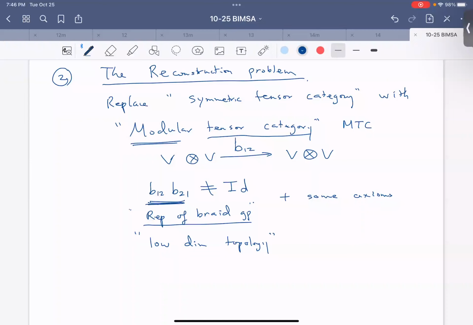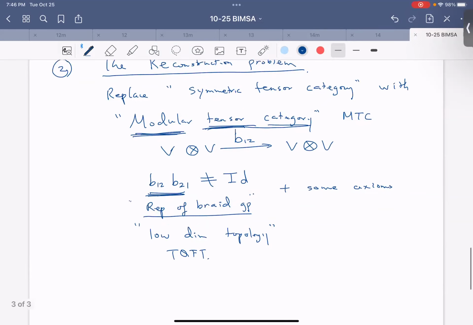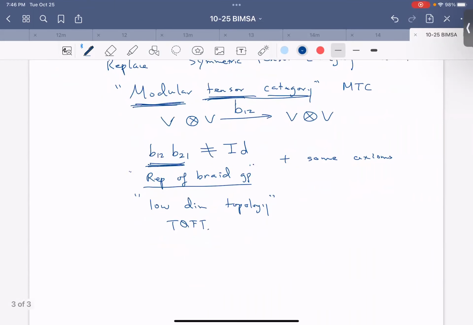Anyway, so now our object, our category, is going to be, in some sense, a richer category because of its connections with the braid group, low dimensional topology, TQFT, and so forth. Okay, so this is a very, very interesting category, and one of the sources of such a category is the following.